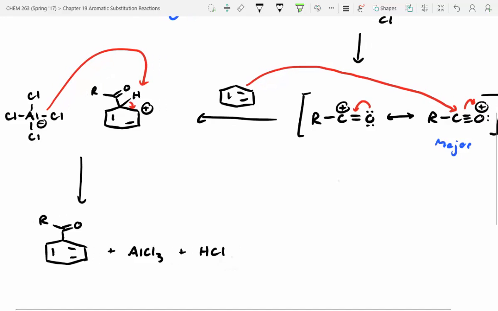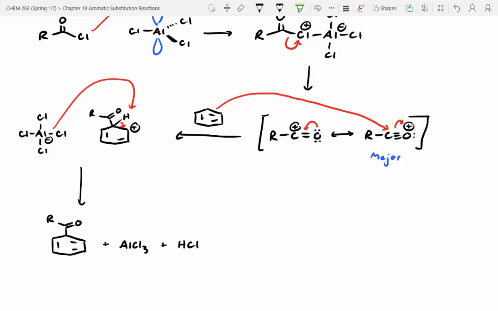The other thing too is, I know we're kind of running into a lot of new terminology, but you'll hear this key intermediate referred to as an acylium ion pretty regularly in your textbook. It's a super powerful electrophile, and it's a really nice way of doing electrophilic aromatic substitution.